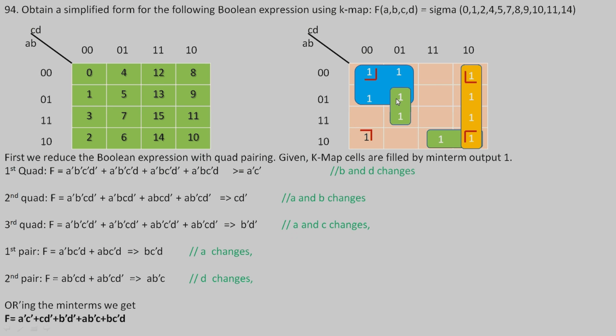Finally, we move on to the pair. In the pair, B, C and D complement remain the same for these two cells, but A changes from 0 to 1. So we get B, C, D complement as the output. Then similarly here, A and B complement remain the same for these two cells. C also remains the same. D changes to D complement, so D is removed. So we get A, B complement and C. Finally, we OR all these minterms and get this reduced SOP form.